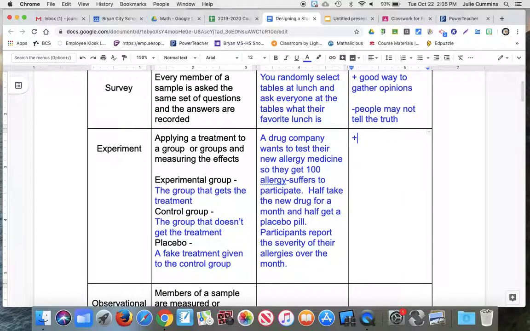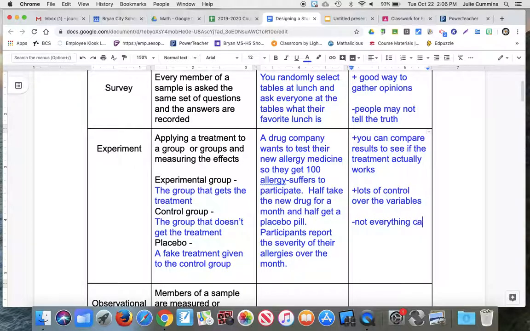A big pro of this is you can compare results to see if the treatment actually works. There's a lot of control over this. So the way you pick your groups, the way you administer the treatment, whatever it is, you have a lot of control over what's happening here. The downside is not everything can be studied this way.